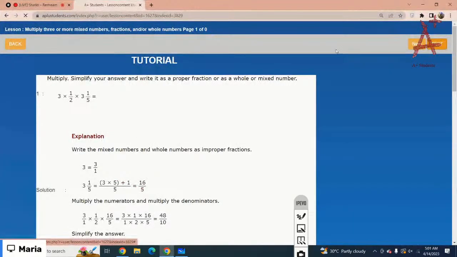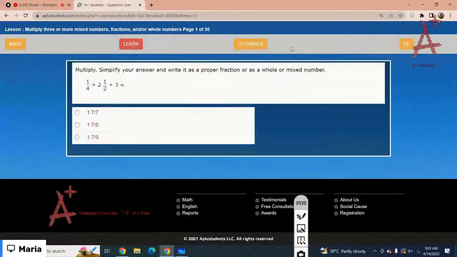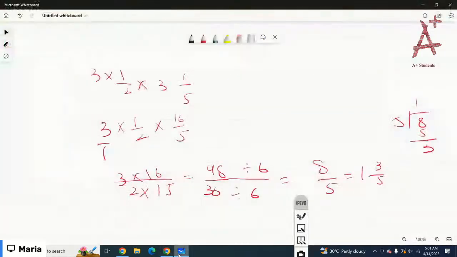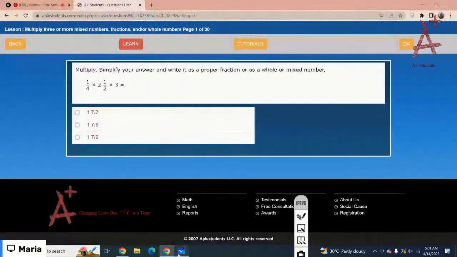Okay, let's just start with the practice questions. Now you have to do the questions in your notebook and let me just know the answer. Got it? I think that's the one we just did on the board. No, it is 1 over 4. So which is the correct option? You have to solve the question in your notebook and let me just know the answer.